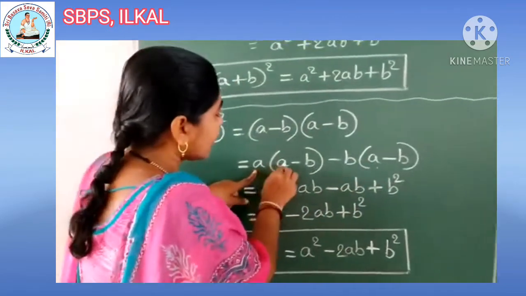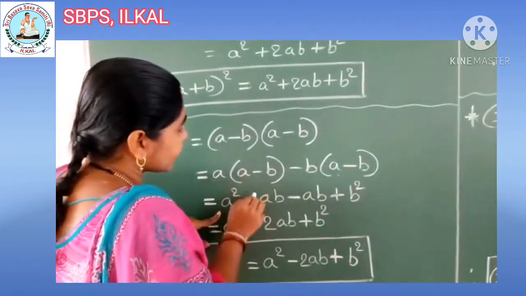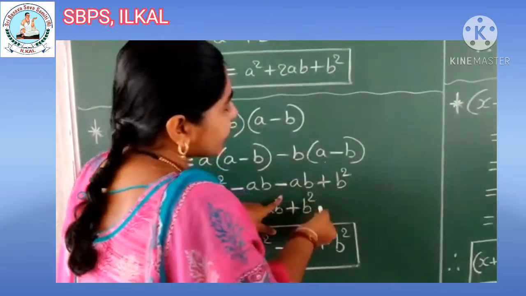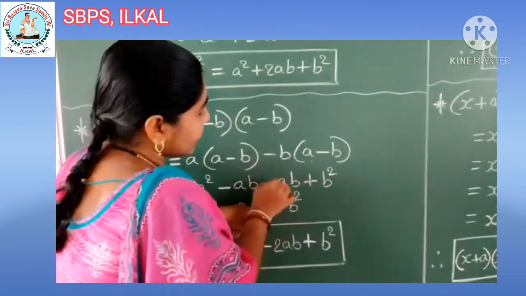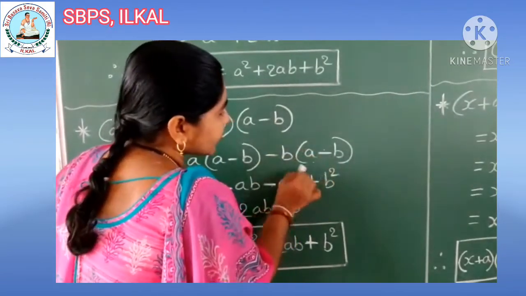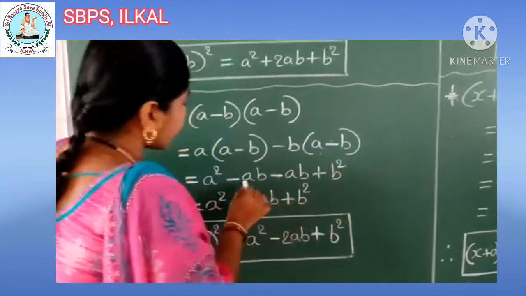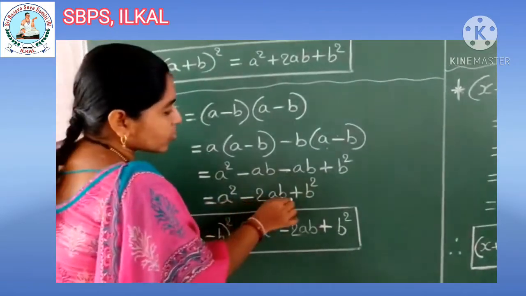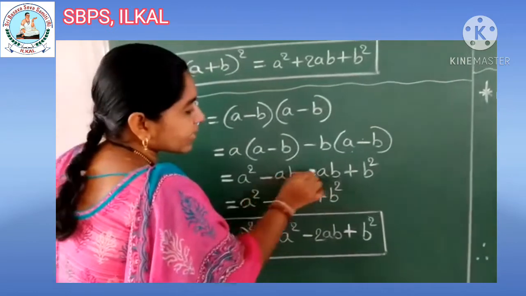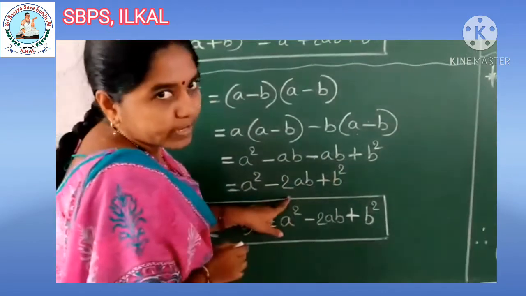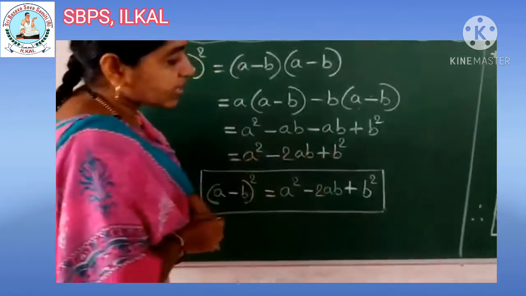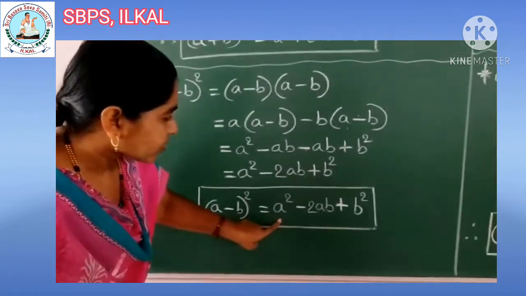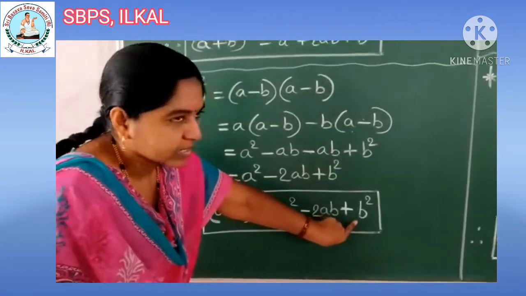A into a is a square; plus into minus is minus, a into b, ab. Minus b into a, ba we can write as ab, children. Minus ab; minus into minus is plus, b into b, b square. These two are like terms, negative term addition. A square minus 2ab plus b square. We got the second identity, that is a minus b whole square is equal to a square minus 2ab plus b square.